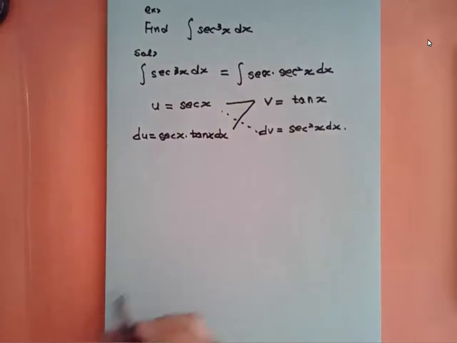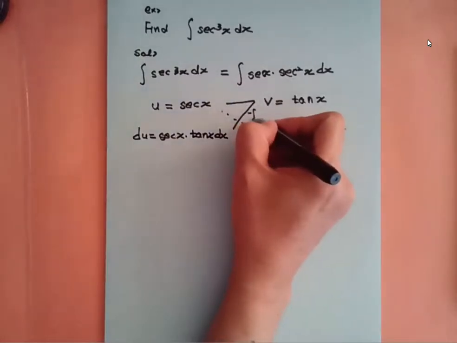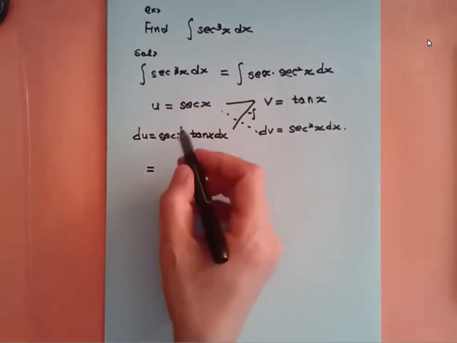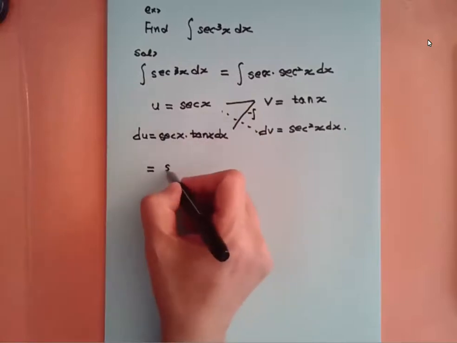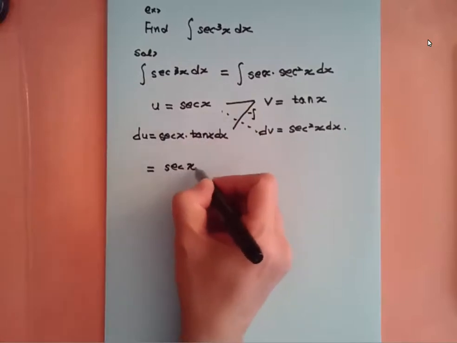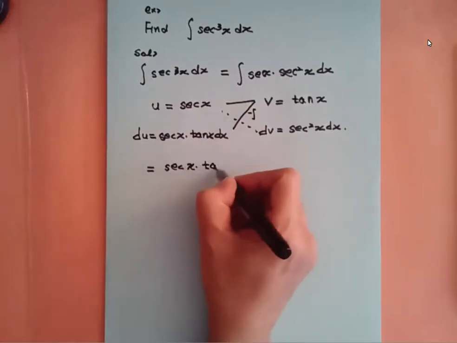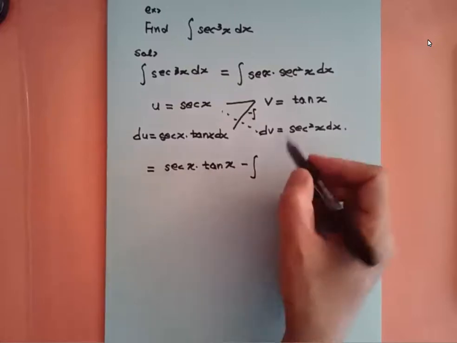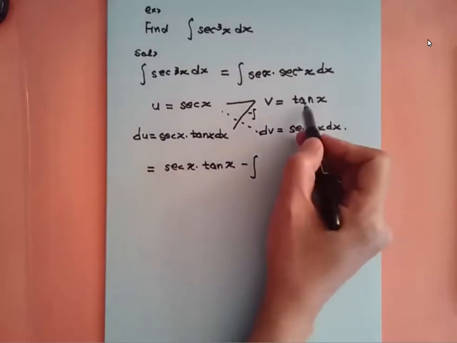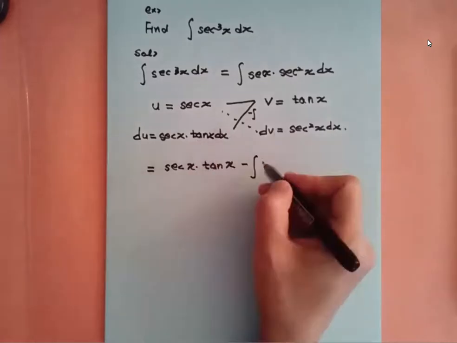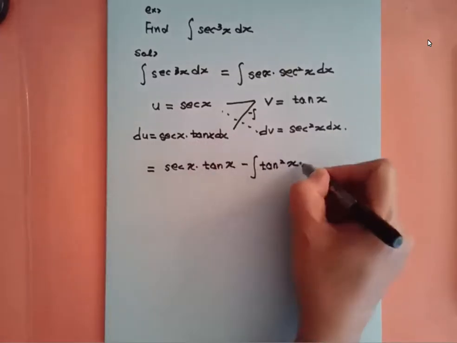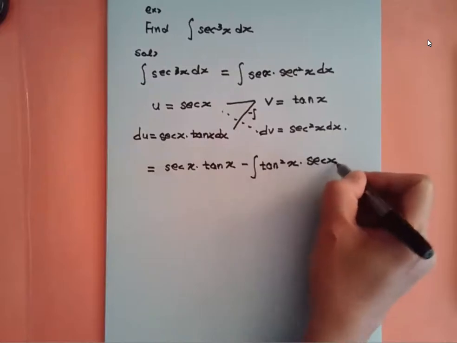The integration by parts formula goes like this. We multiply u by v. So that is secant of x times tangent of x minus the integral of tangent times tangent, which makes tangent squared of x times secant of x dx.